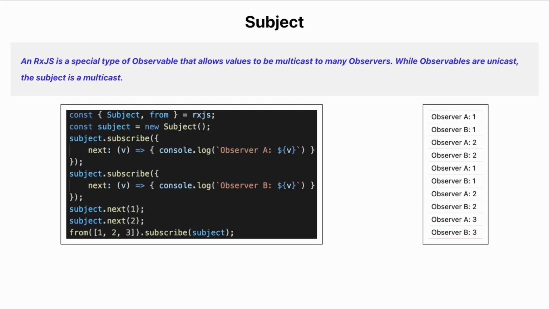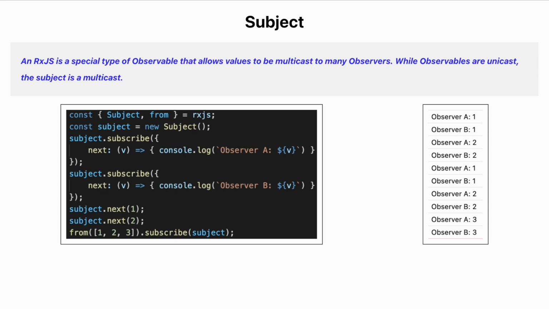Subject. A subject in RxJS is a special type of observable that allows values to be multicast to many observers. While plain observables are unicast, a subject is multicast. Every subject is an observable. We can subscribe to a subject. Subscribing to a subject does not invoke a new execution. It simply registers the given observer in the list of observers.